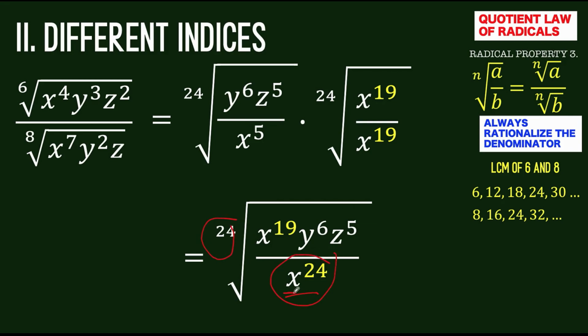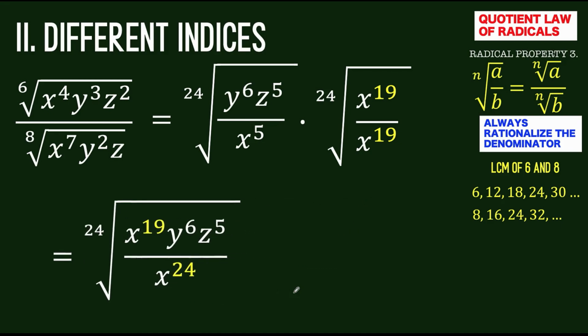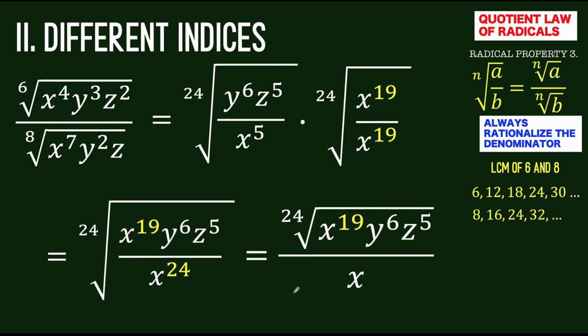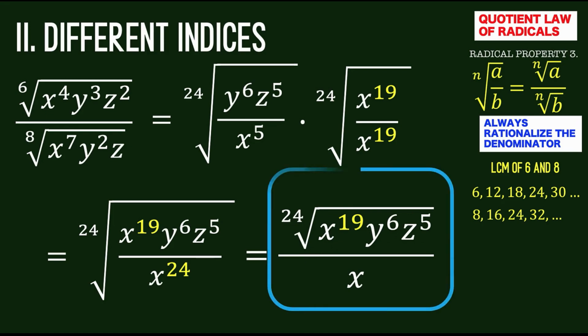So we are now free of the radical in the denominator. So we can now simplify this as the 24th root of x to the 19th, y to the 6th, z to the 5th, all over x. The denominator is now a rational number. This is now our answer.